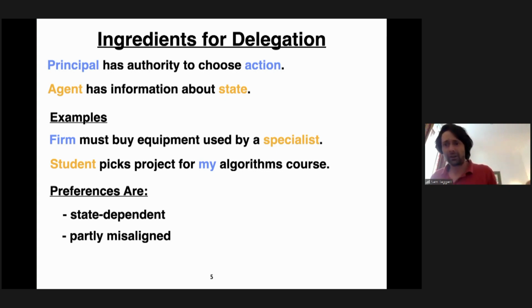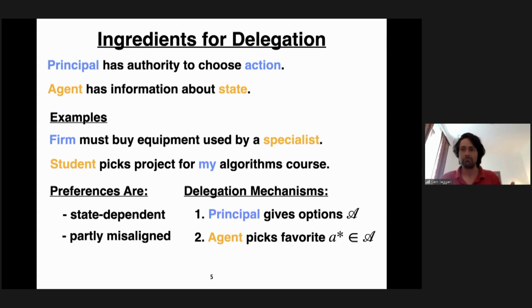So this is a general setting for mechanism design. You could imagine mechanisms that have a bunch of communication or randomization. But if you have a deterministic mechanism, it's without loss of generality to consider mechanisms where the principal just delegates the choice. So they give a menu of allowable options and let the agent pick their favorite after they observe the state.